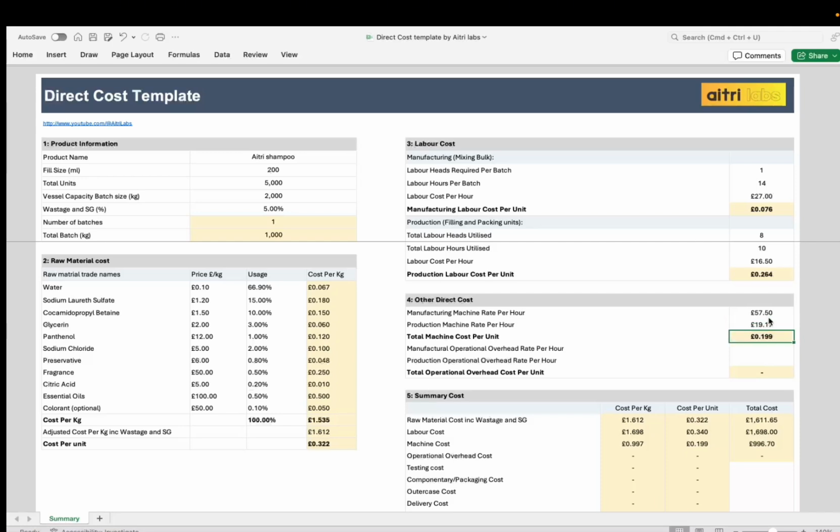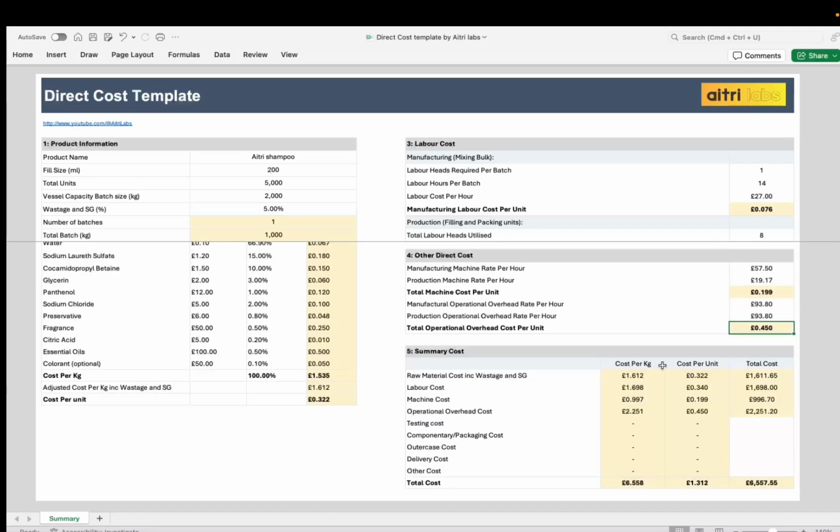Operational overhead cost. Again, there's a lot of operational overhead cost that goes into manufacturing and production of my shampoo. Water being a very key part, as there's a lot of water being used in manufacturing, also in cleaning of the vessels once the products have been manufactured. Also electricity. Electricity is not cheap, so I'd want to allocate that cost as well to my final overhead cost. Also the cost of rent and any other overheads that you might want to apply to your business. Again, I've got my rates there, and I'm going to use the same rate across manufacturing and production. The template uses those rates that I've just entered in addition to the labor hours to calculate my total machine cost per unit and my total operational overhead cost per unit.